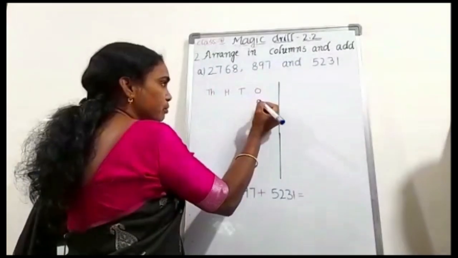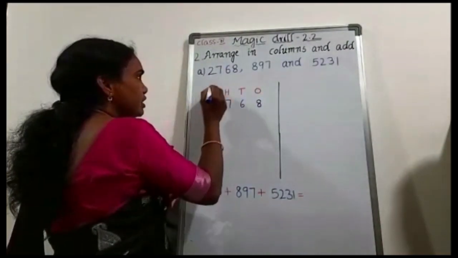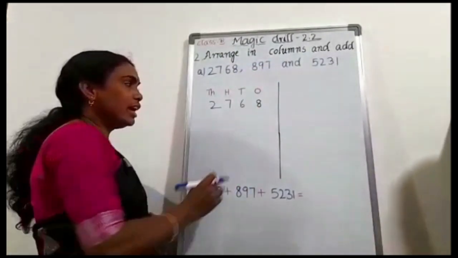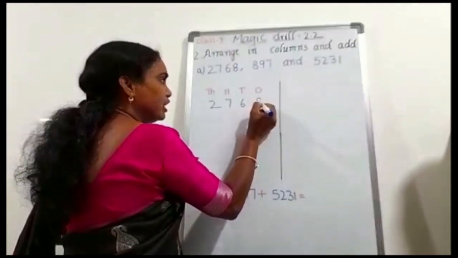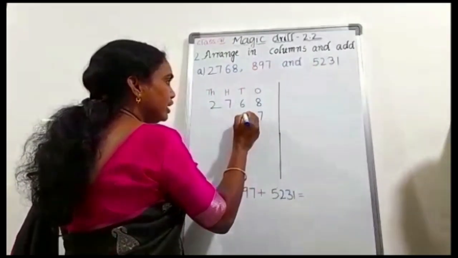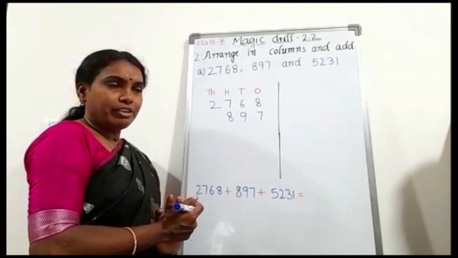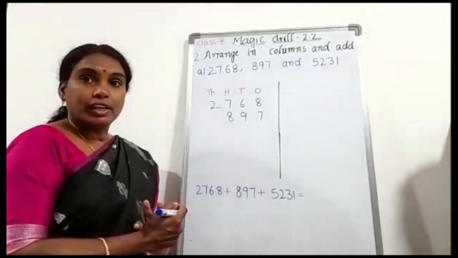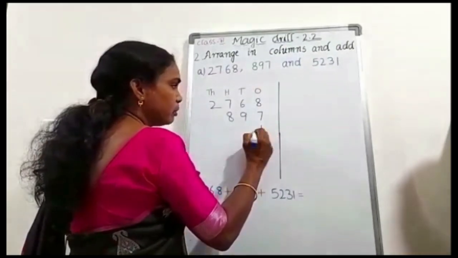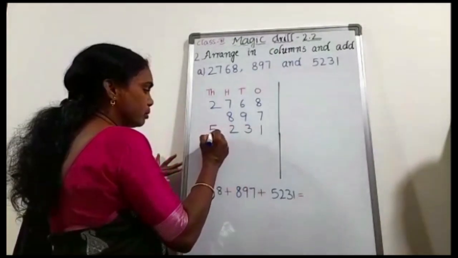2768. 8 is in the ones place, 6 is in the tens place, 7 is in the hundreds place, 2 is in the thousands place. Okay, children? Then the second addend is a 3-digit number, 897. 7 is in the ones place, 9 is in the tens place, 8 is in the hundreds place. Then go to the third addend, which is 5231. Okay, children. 1 is in the ones place, 3 is in the tens place, 2 is in the hundreds place, 5 is in the thousands place.